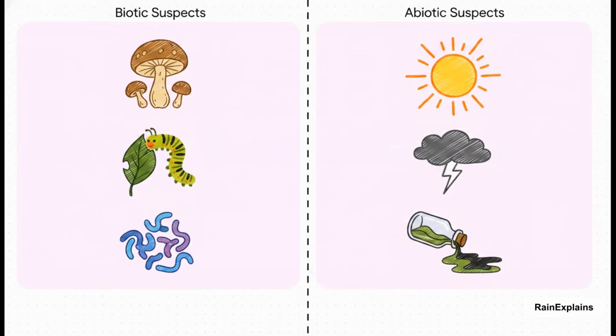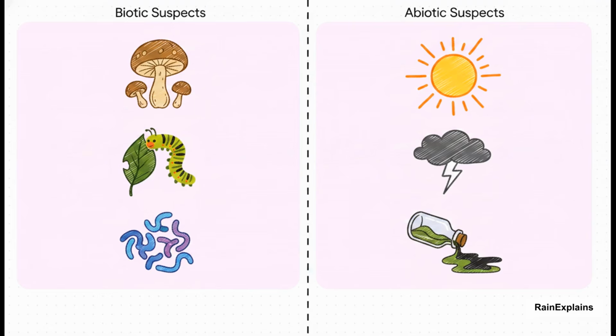So let's start by splitting our suspects into two main camps based on the disease circle. In one corner, we have our biotic attackers. These are the living suspects, right? Pests, fungi, viruses, and bacteria that directly infect or feed on the plant. In the other corner, we've got our abiotic stressors. These are the non-living threats, things like extreme weather, drought, chemical runoff, or, and this is a big one, mechanical injury.